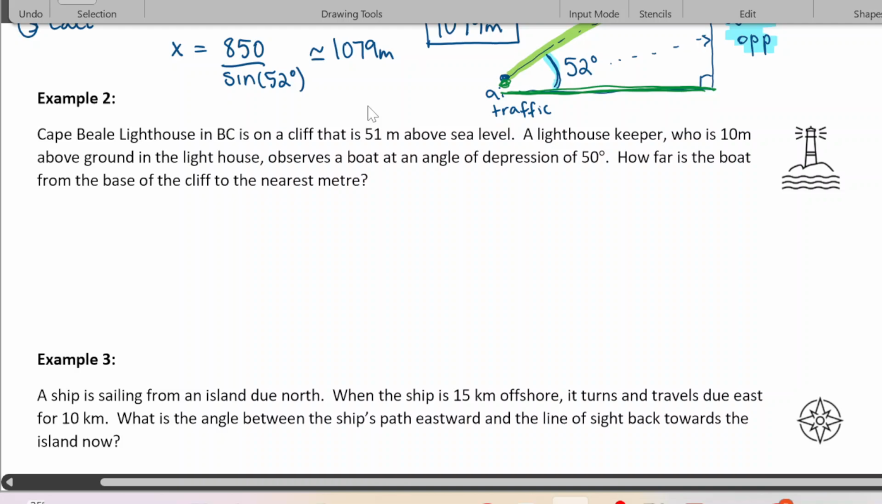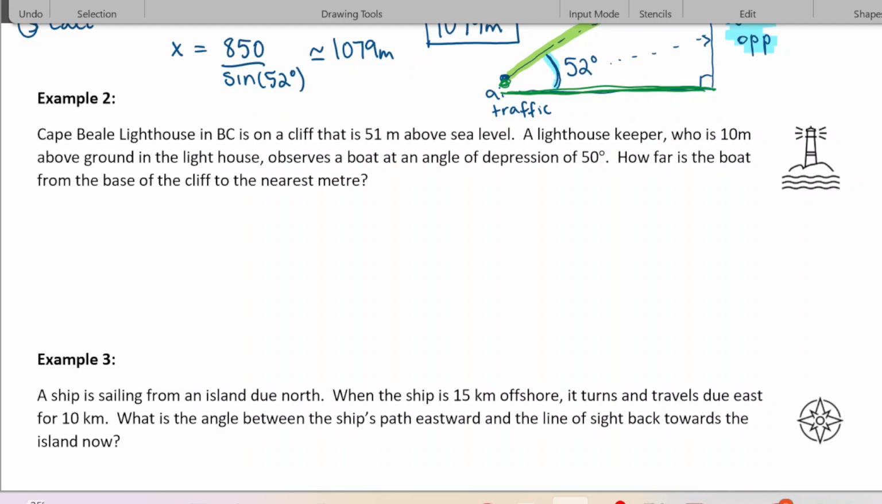We have a lighthouse on a cliff that is 51 meters above sea level. A lighthouse keeper is 10 meters above ground in the lighthouse. Okay. Observes a boat at an angle of depression of 50 degrees. Okay, so he's looking down at the boat. That's important. How far is the boat from the base of the cliff? Okay, so let's draw this out.